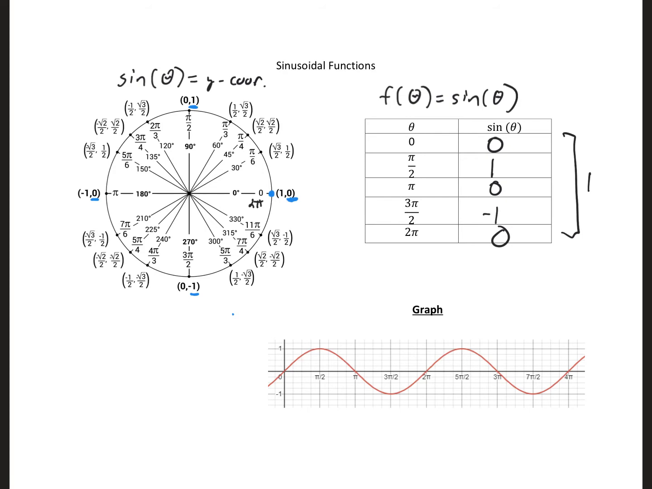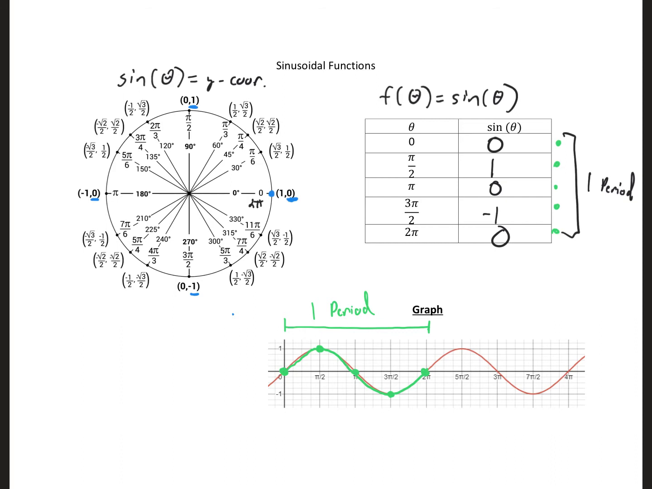This is one period. One time tracing around the unit circle. And so notice how these points correspond to this graph. 0, 0, pi over 2, 1, pi, 0, 3 pi over 2, negative 1, and 2 pi is 0. If I trace those, that is one period of the sine function.